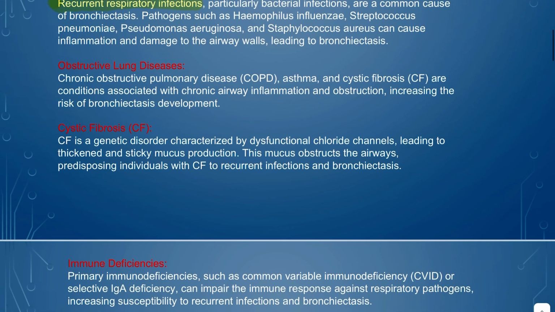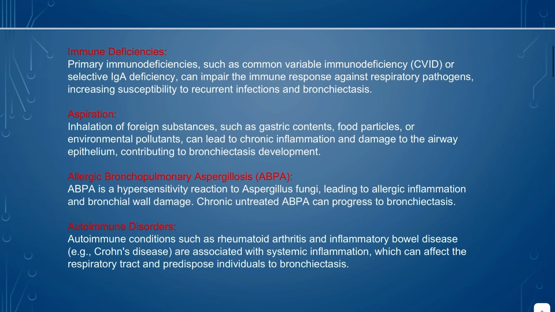Coming to other differential diagnoses, sometimes immune deficiencies like primary immunodeficiency, such as common variable immunodeficiency or selective immunoglobulin A deficiency, can impair the immune response against respiratory pathogens. So it also increases the susceptibility to recurrent infections and bronchiectasis.